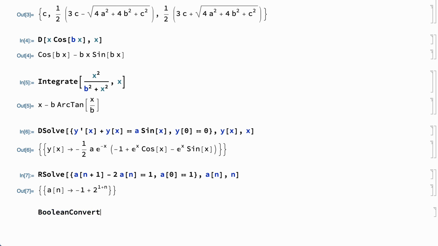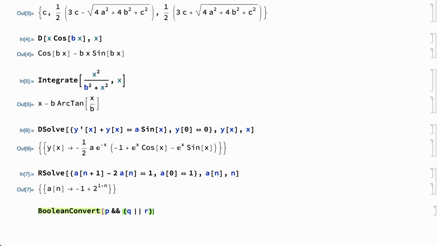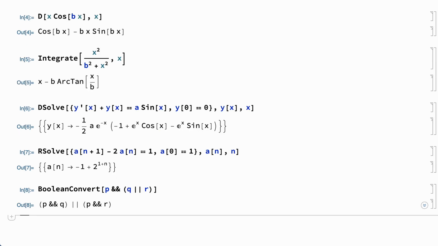Another example is the BooleanConvert function, shown here converting a symbolic Boolean expression into a special form called disjunctive normal form. The BooleanConvert function is also available because there is a process for doing this sort of thing that can be programmed on the computer.